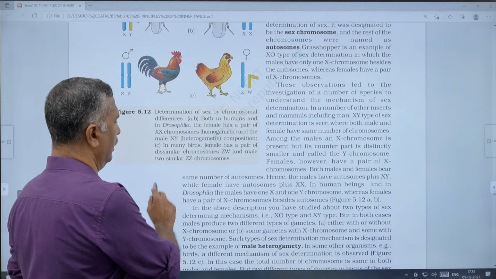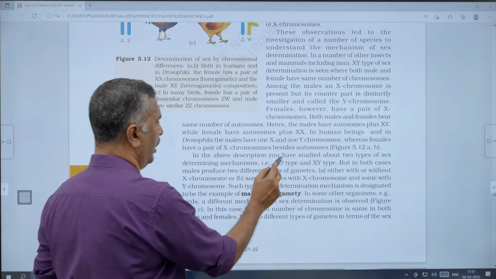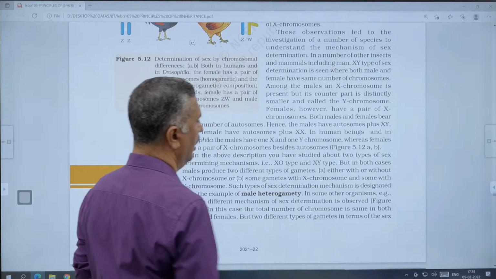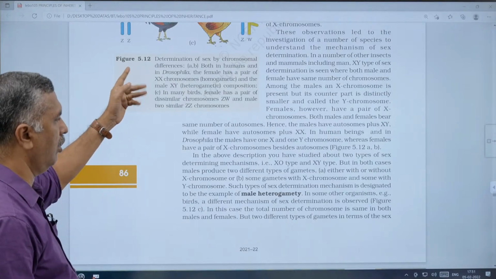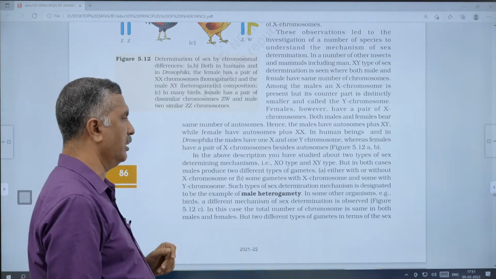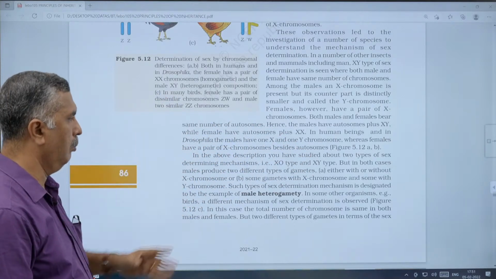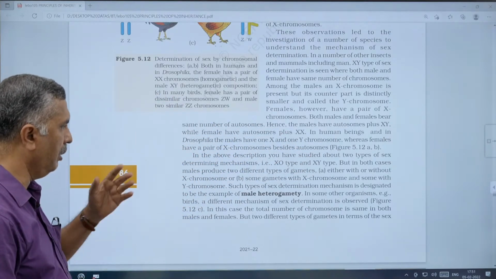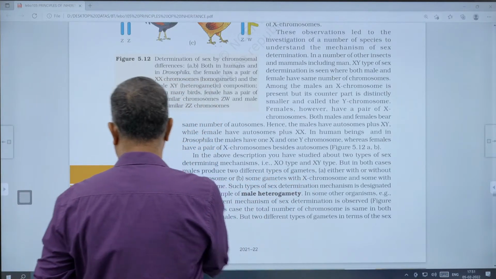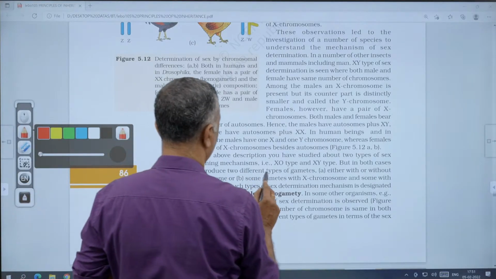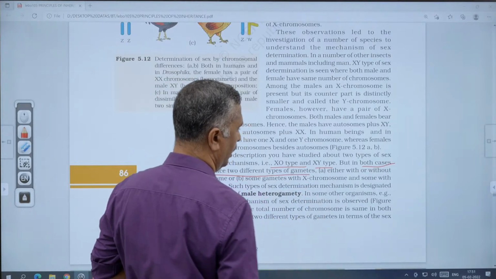Next, in the above description, you have studied two types of sex determining mechanism. One is called X0 type, another is called XY type. X0 is seen in most insects, a typical example being the grasshopper, and the XY type is seen in other insects like Drosophila and all mammals including humans. But in both cases, X0 type and XY type, males produce two different types of gametes.